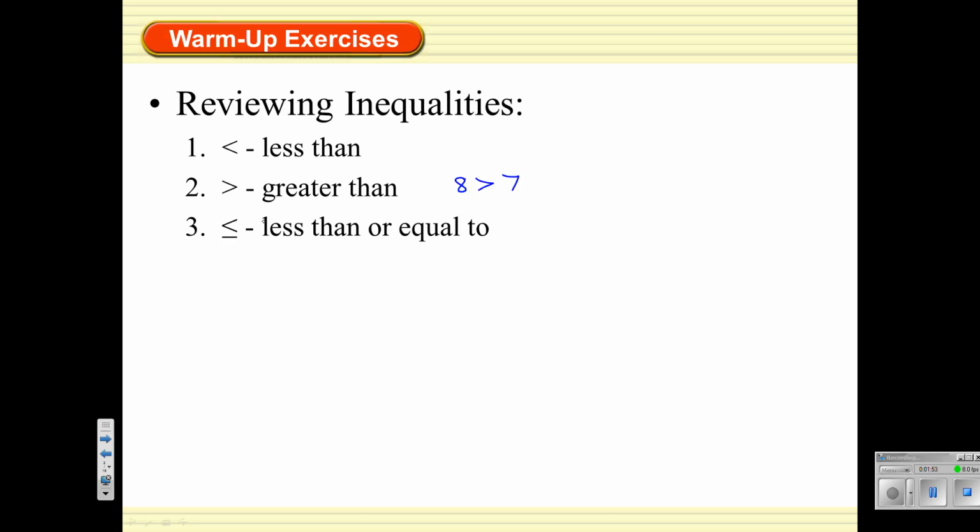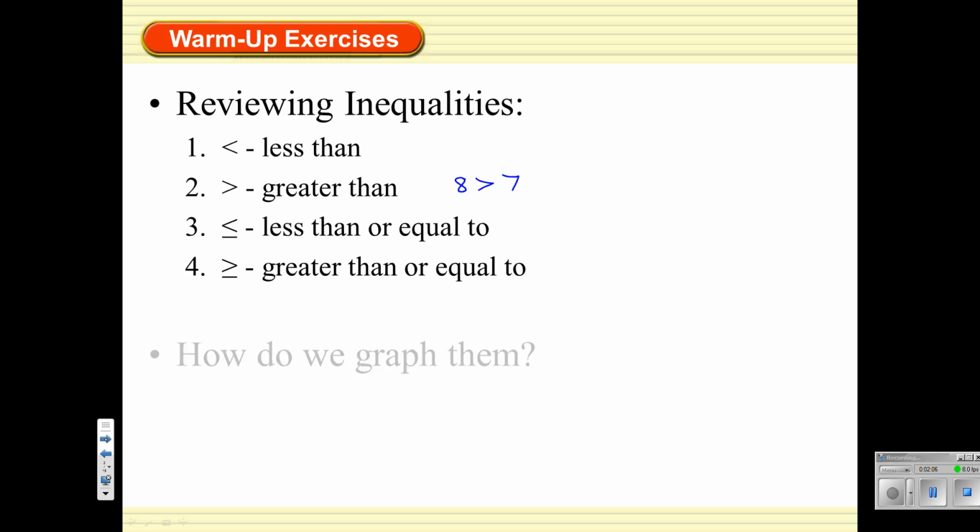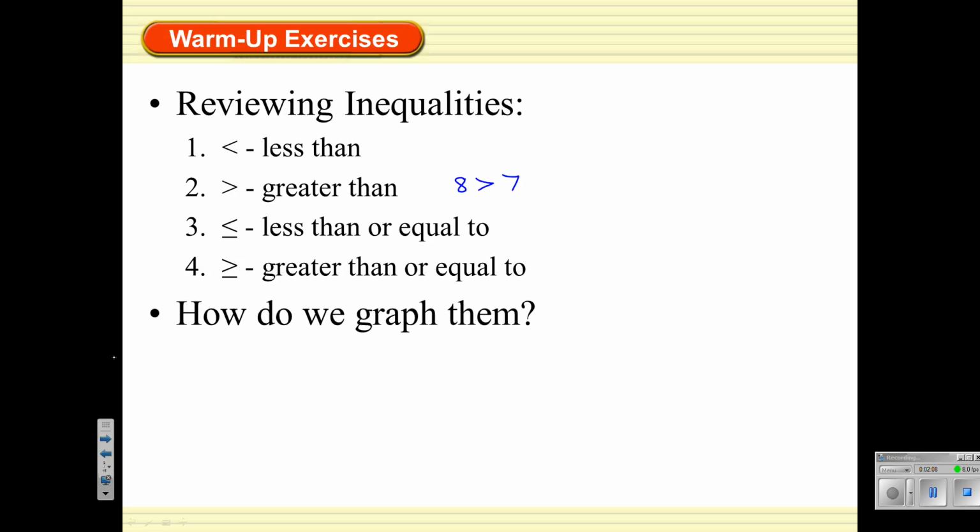Number 3, this is less than or equal to. Again, it points to what's less on the left, and this adds the equal to. And the last one is obviously greater than or equal to. Okay, so there are those. How do we graph them? Because we do graph these. We graph these on a single number line, not a coordinate plane.